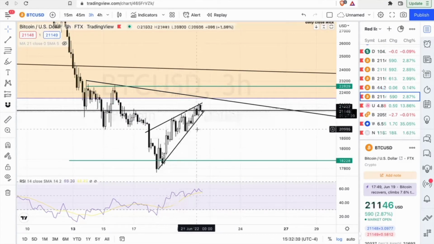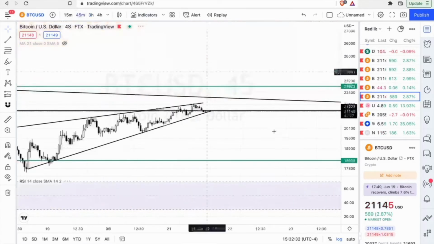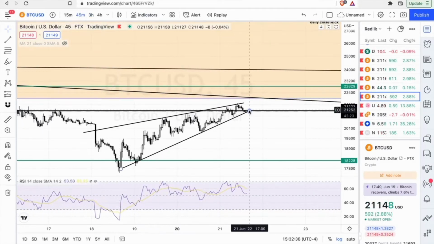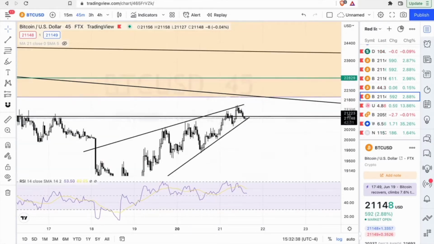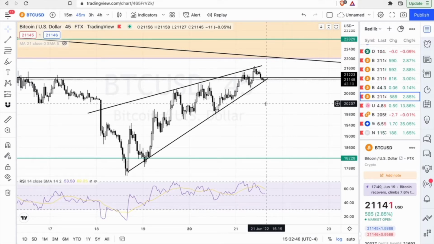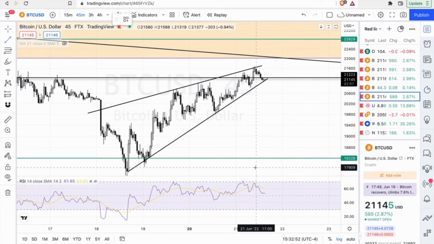And this wedge is on a 3-hour time frame. So if we went down to a 45-minute, we can see that over the last 4 days, we've been building up to this wedge. So the higher the time frame the structure is on, the bigger the move, or the more conviction it has.